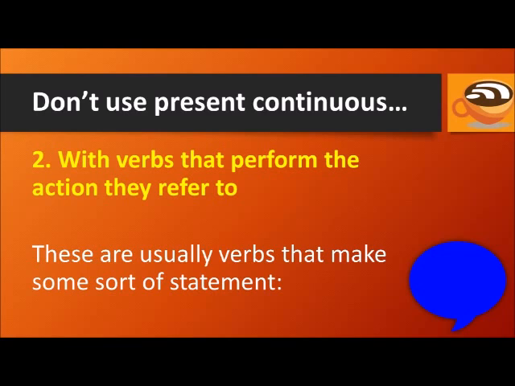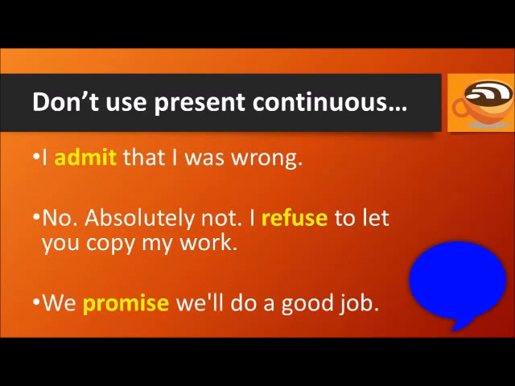We also tend not to use the present continuous with verbs that perform the action they refer to. These are usually verbs that make some sort of statement. For example, I admit that I was wrong. No, absolutely not. I refuse to let you copy my work. We promise we'll do a good job.